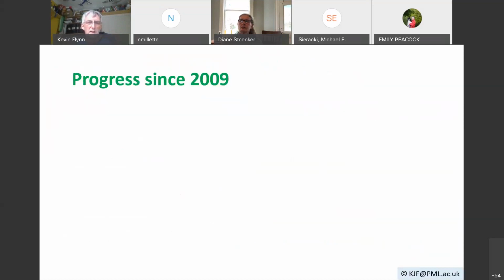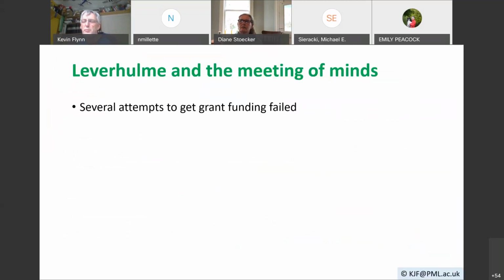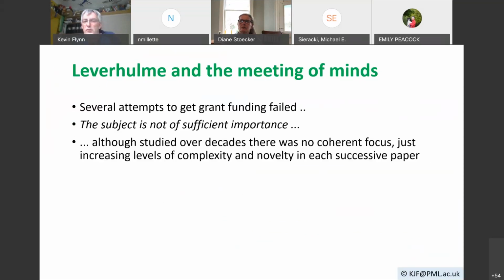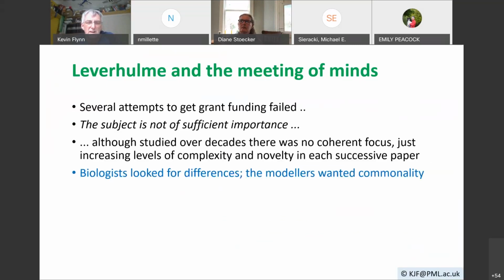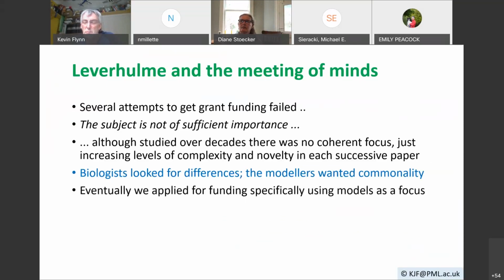Since 2009, well, of course, like many people, we rushed off trying to get grants and failed miserably, to be told repeatedly the subject is not of sufficient importance. And although it's been studied over decades, arguably there is no coherent focus. Every new paper seemed to put new levels of complexity and novelty. And this did not help trying to squeeze in grant applications on a few pages. Biologists were looking for differences, modelers wanted to stick everything together. And eventually we specifically went down a line of going down a model focus.